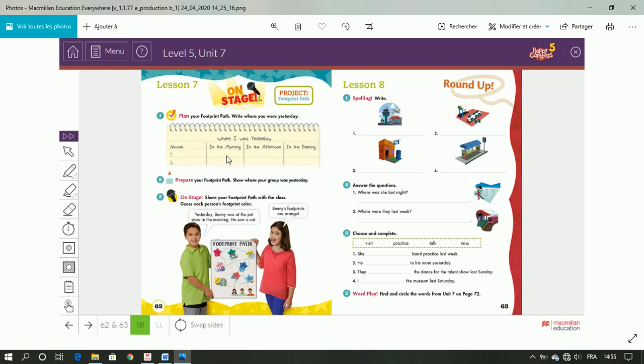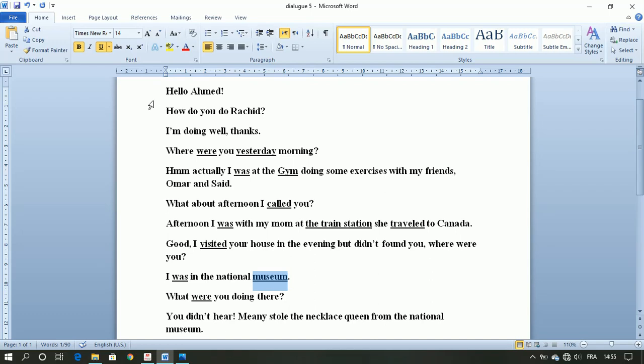These things, and also to invest unit language. What we saw: places in town, and the verb to be in the past, and regular verbs in the past. You have to invest these things to write a dialogue. Okay? For example, I will show you my dialogue here. Hello, Ahmed. How do you do, Rashid? I am doing well, thanks. Where were you yesterday morning?